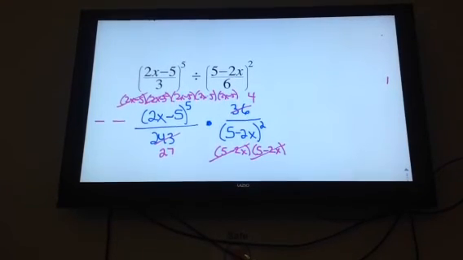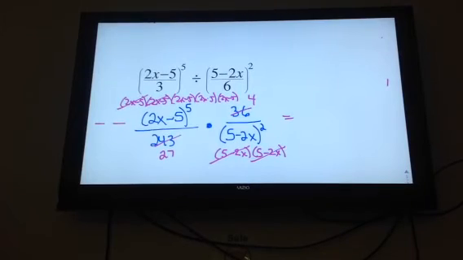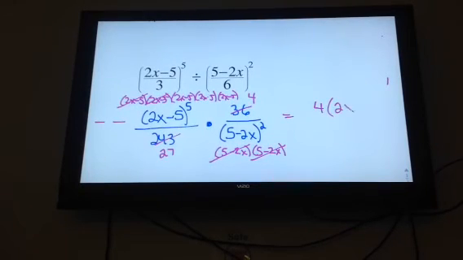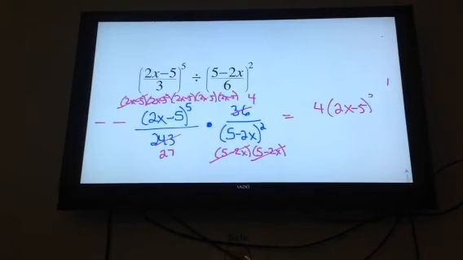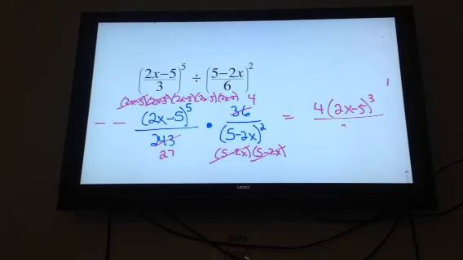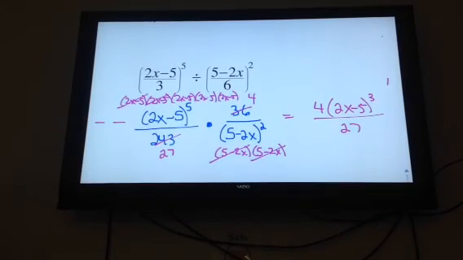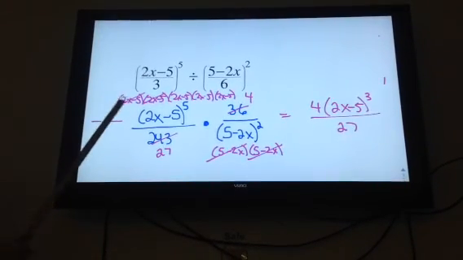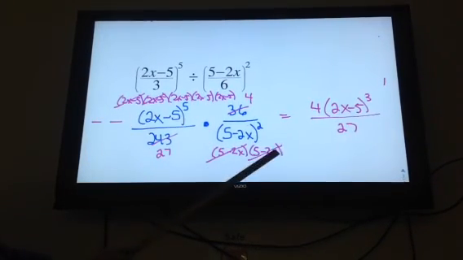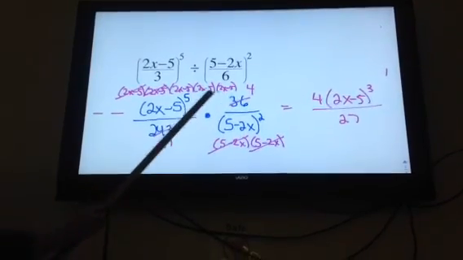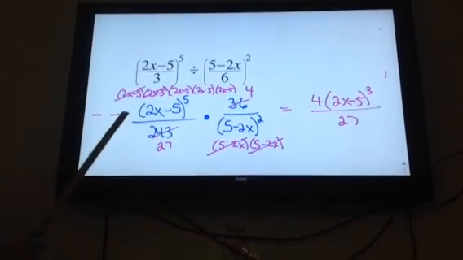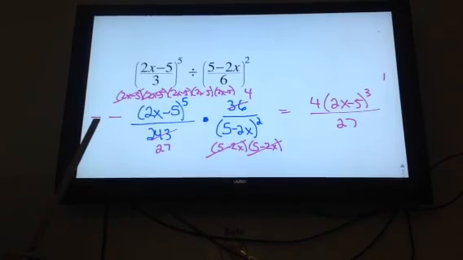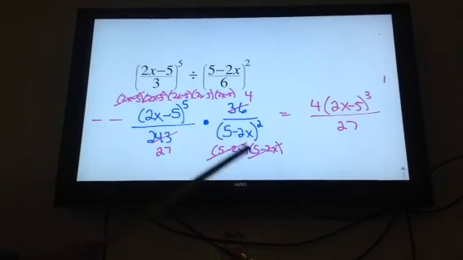So, what am I left with? I'm left with a 4 and 3 of the 2x minus 5s. And in my denominator, I'm left with 27. Okay? So let's look at that again. I canceled 2 groups out of 5. So each time I canceled them, I took out a negative. So the 2 negatives made a positive.